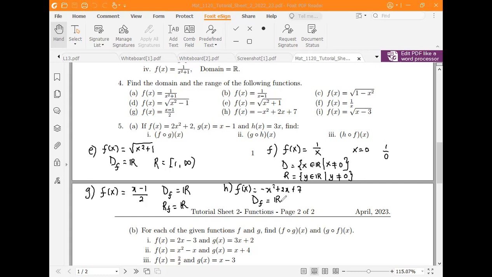Where we have to be careful is the range. Because for the range now, we go into the properties of quadratic functions. Okay, so what I'll do is I'm going to say range to wait.